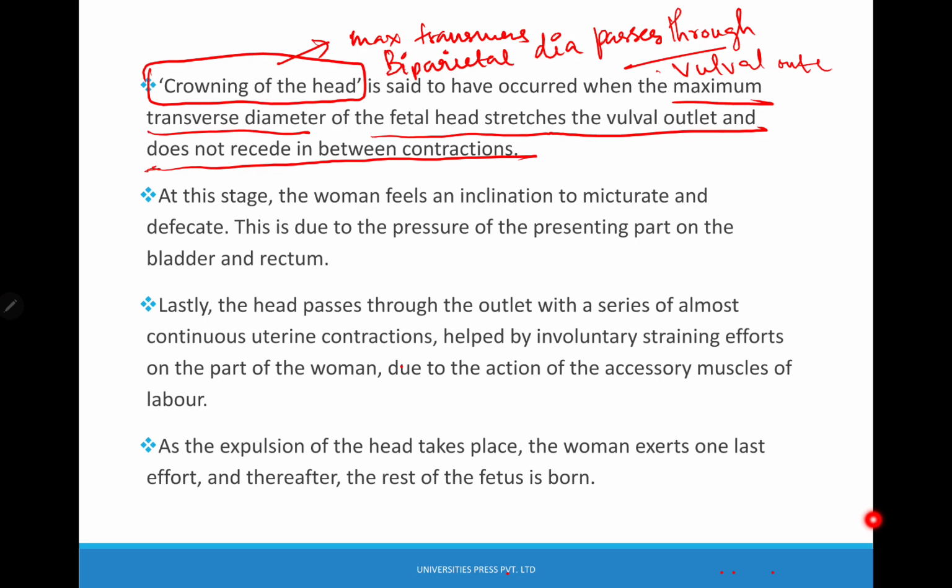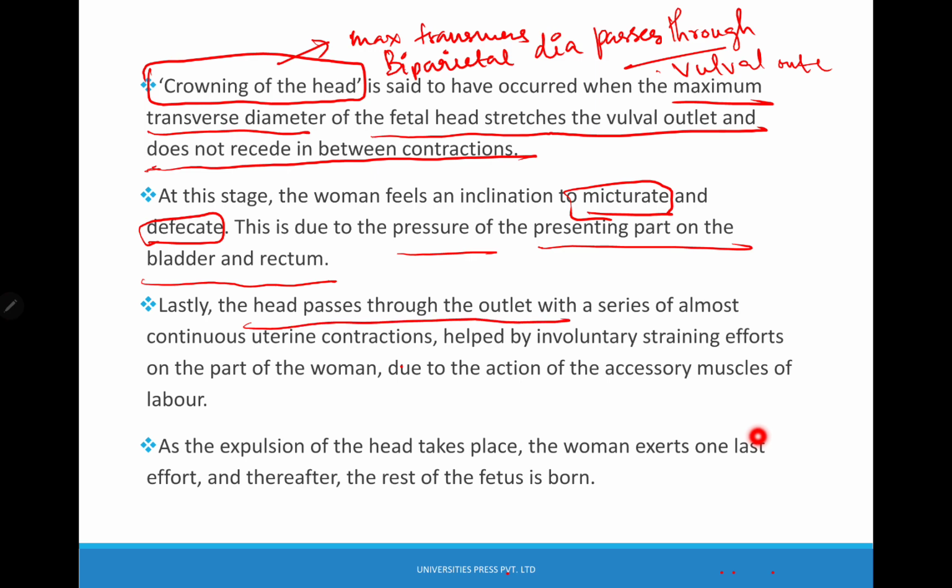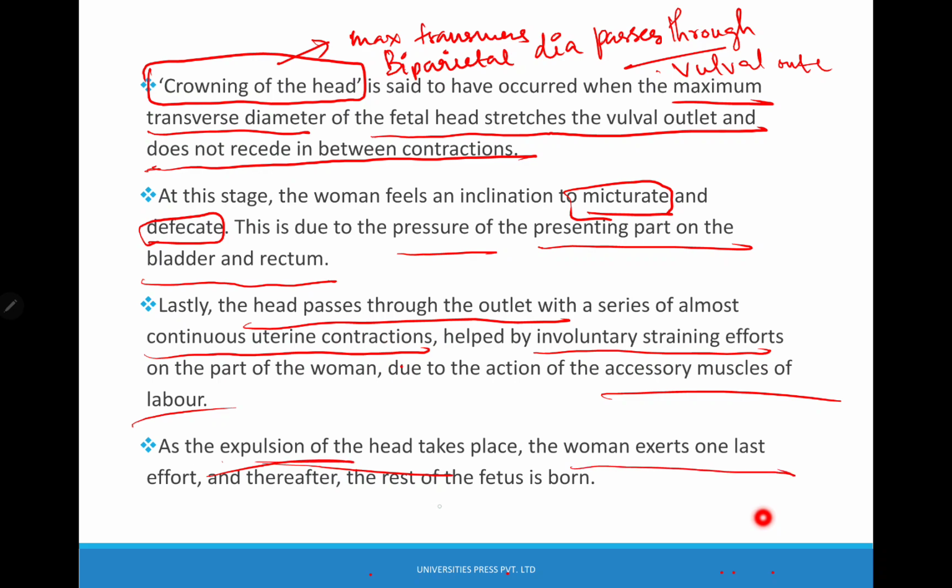That is when you say crowning of head. So at this stage, the woman feels an inclination to micturate and defecate. This is due to the pressure of the presenting part on the bladder and rectum. Lastly, the head passes through the outlet with a series of almost continuous uterine contractions helped by involuntary straining efforts on the part of the woman due to action of the accessory muscles of labor. As the expulsion of the head takes place, the woman exerts one last effort and thereafter the fetus is born.